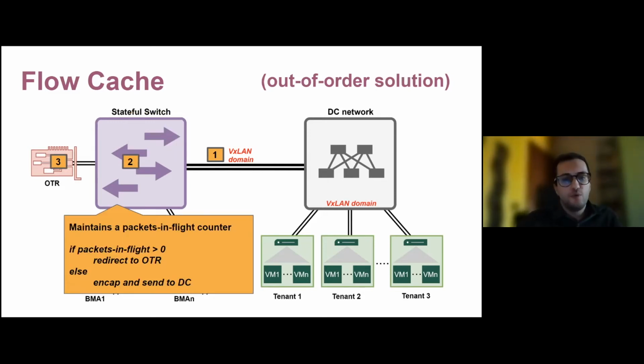Okay, so to solve this issue, we maintain a packets in flight counter for each flow, and we continue sending packets to the OTR until this packets in flight counter is 0. So when we don't have any more packets inside the OTR, we can start to actually apply the encapsulation, and so that is the stateful flow caching mechanism.